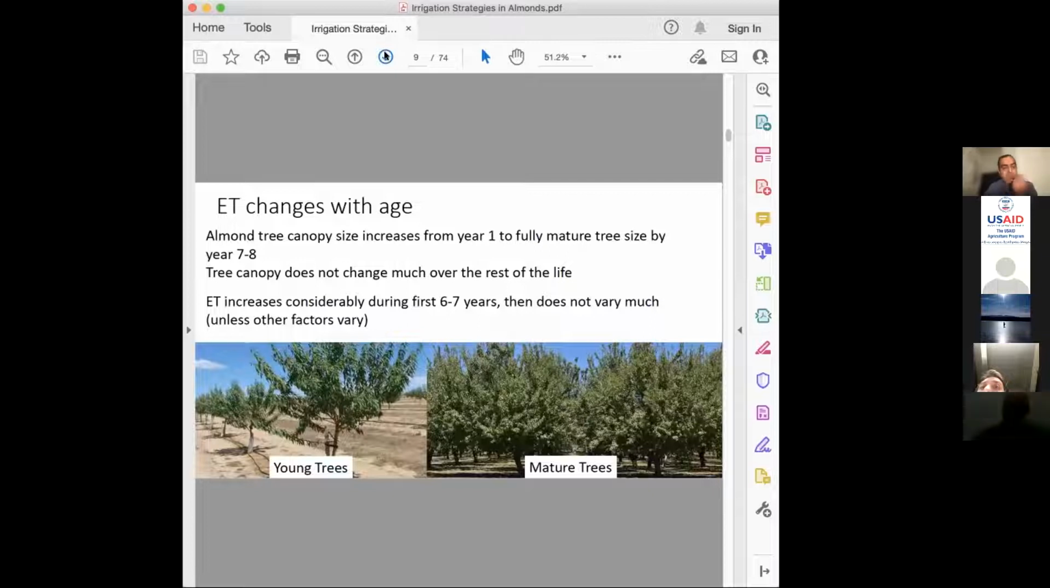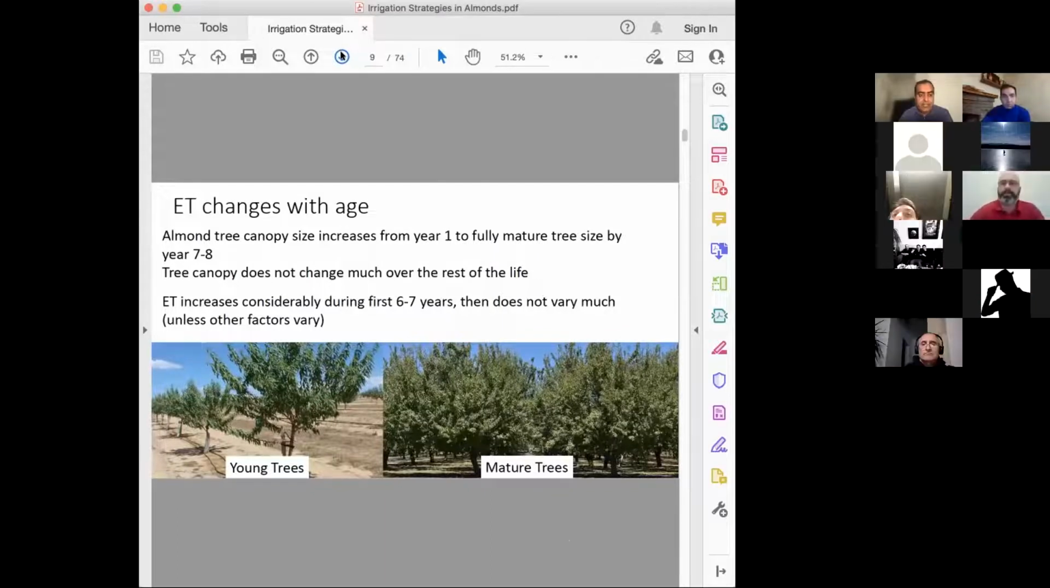The almond tree canopy size increases from the first year to fully mature trees, when the trees get to their full potential by year 7 or 8, depending on the variety and the other growing conditions. After the trees have attained their full mature size, the tree canopies do not change much over the rest of their life. We do annual pruning, but we get similar growth every season.